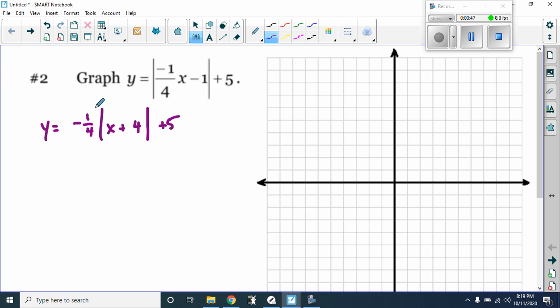The problem is, if you just take out the negative 1/4 like that, notice this one opens up, but this opens down. Really, when you factor it out, what you're doing is factoring out the absolute value of negative 1/4, which is positive 1/4. So to graph that absolute value function, we are translating left 4, up 5. And then our V should open up with a slope of 1/4.